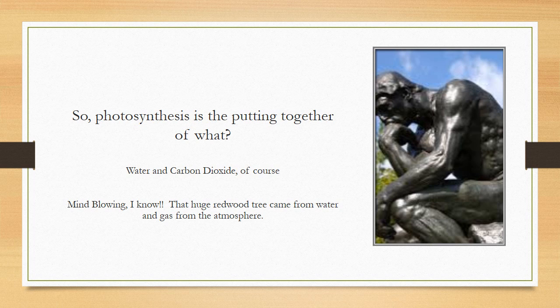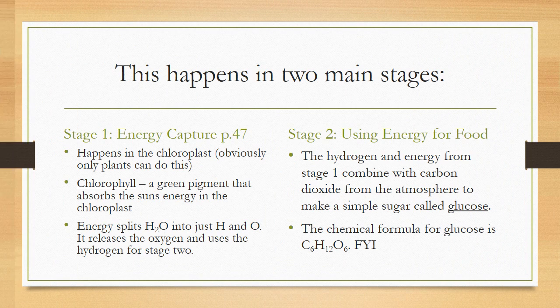A huge redwood tree or even a maple tree in your backyard comes only from water, which is a clear liquid, and a gas in our atmosphere that you can't even see. The gas of carbon dioxide is only a little bit less than 1% of the air we're breathing. So there's not really a whole lot out there.